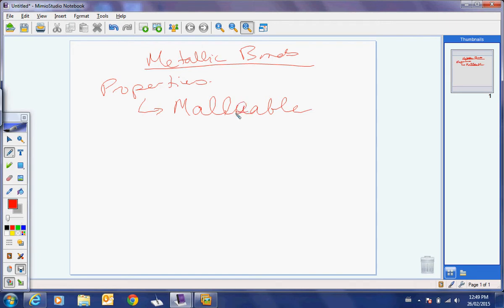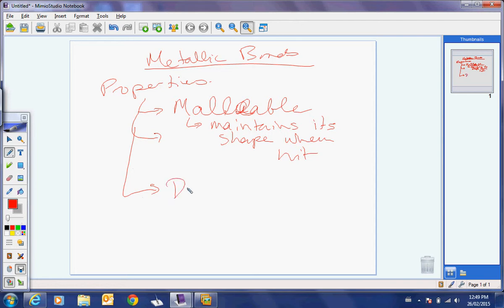Malleable, which means it maintains its shape when hit, like a coin, maintains the image of whatever it is that you are stamping into it. Ductile, which means it can be drawn into a wire.